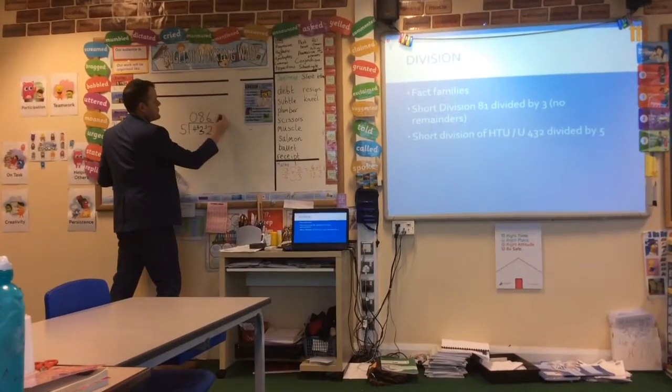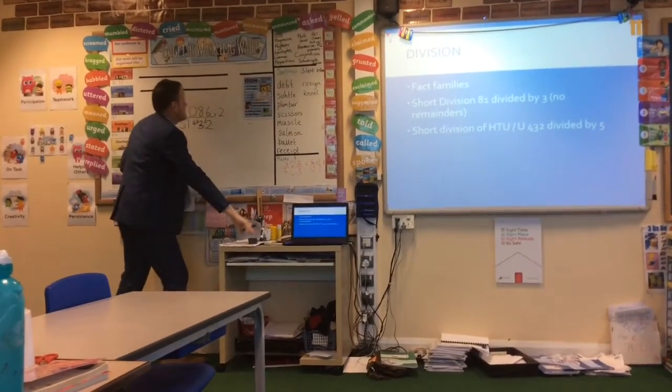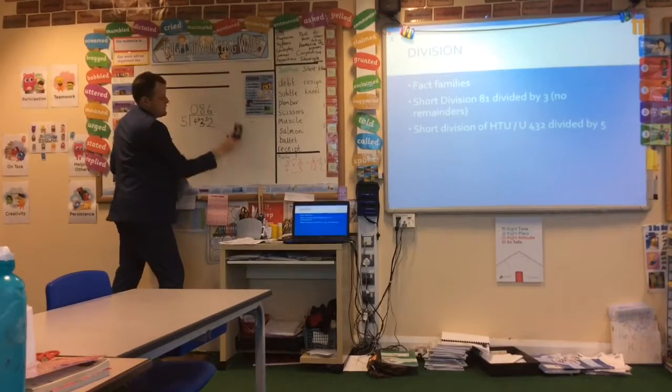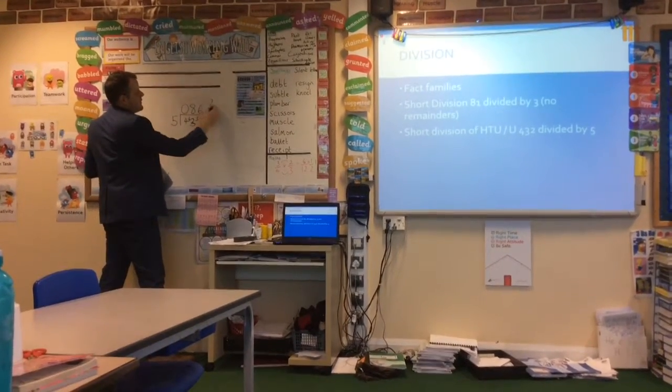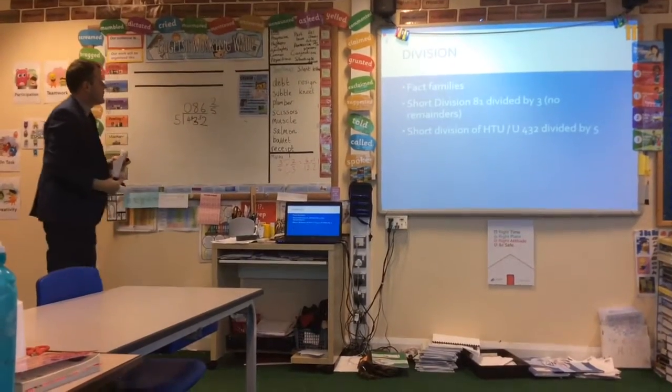Quite often children will write remainder 2, but as they get into year 5 and 6, they will need to record it as a fraction. The remainder 2, and that becomes the denominator.